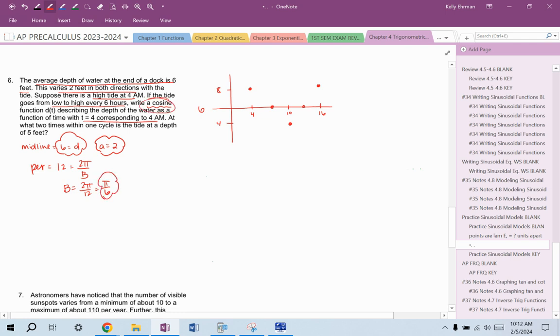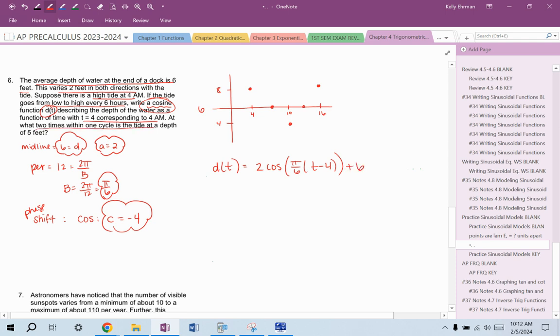Cosine only. I didn't realize that when I made the key. So when we're talking about a phase shift, which is a horizontal shift for the cosine graph, that's going to be C equals minus 4. They want us to call this D of t. This cosine graph is positive, so 2 cosine of pi over 6 times t minus 4 plus 6.